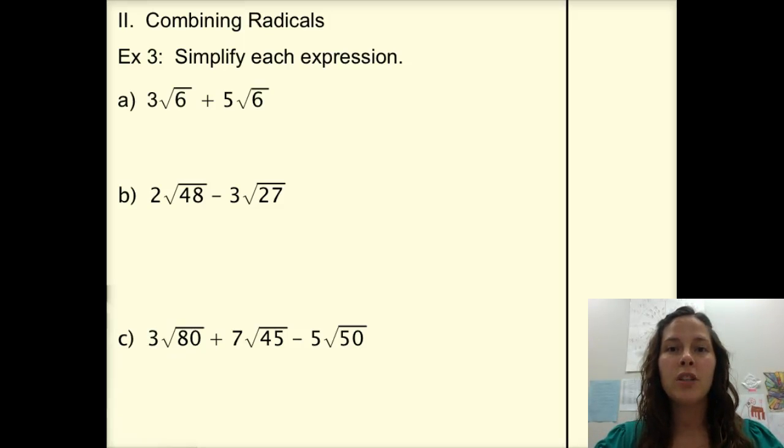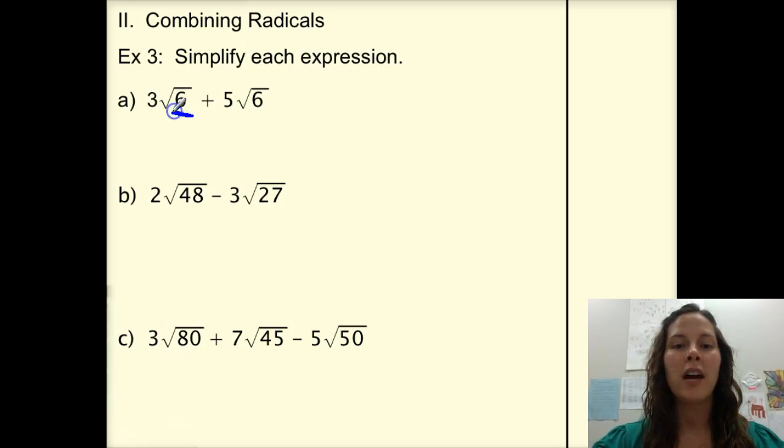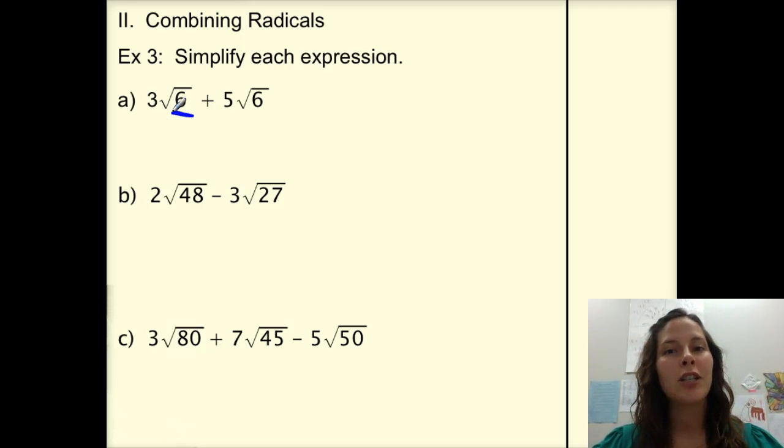For the rest of this lesson, we're going to take a look at how to simplify radical expressions. We're starting with combining radicals. As long as the index and the radicand, remember the radicand is the value under the radical, are the same, you can combine them. These would be considered like terms. So for our first example, we have two like terms.